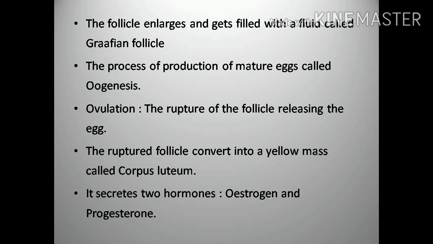Here we can see one of the processes, that is ovulation. Ovulation is the rupture of the follicle releasing the egg. So when it matures, the Graafian follicle ruptures and releases the mature egg. That process is called ovulation. This released egg is picked up by the next part, called the fallopian tube. In the fallopian tube region, there is a finger-like projection called fimbriae. It receives the released egg.